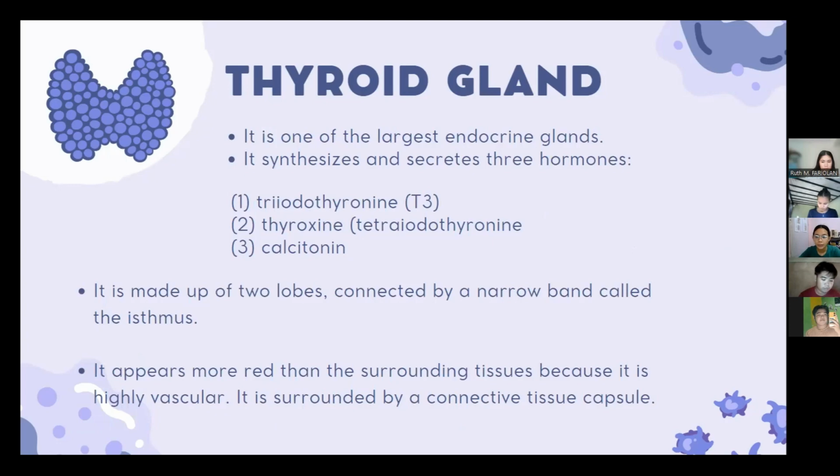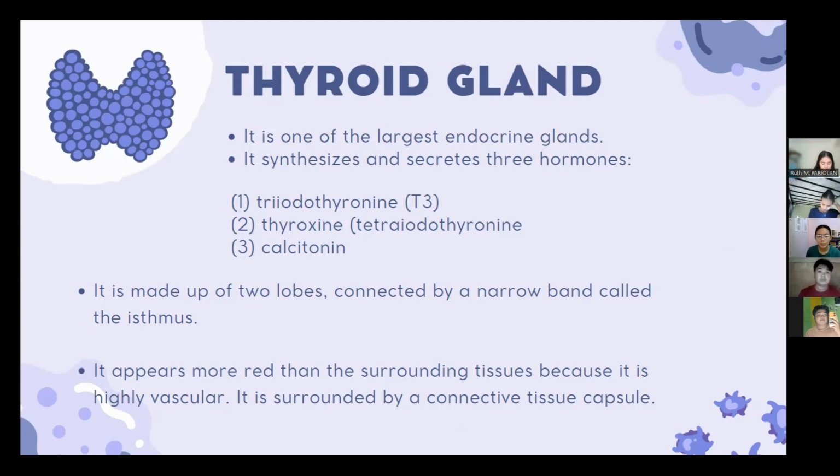So the thyroid gland is one of the largest endocrine glands. It is located in the neck and plays a crucial role in regulating various metabolic processes. It synthesizes and secretes three hormones. First is thyronine, second is thyroxine, and third is calcitonin. It is made up of two lobes located at each side of the trachea, connected by a narrow band called the isthmus. This unique design allows for optimal functionality and coordination of hormone release.